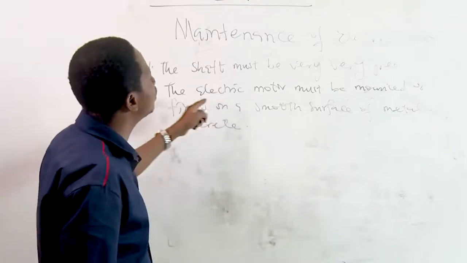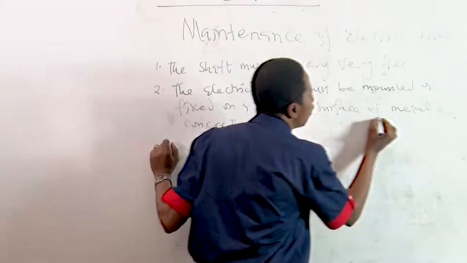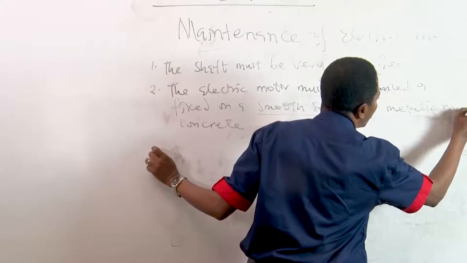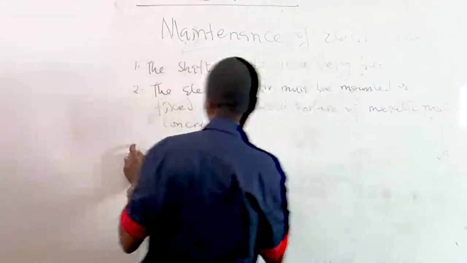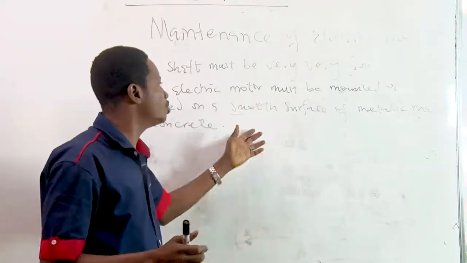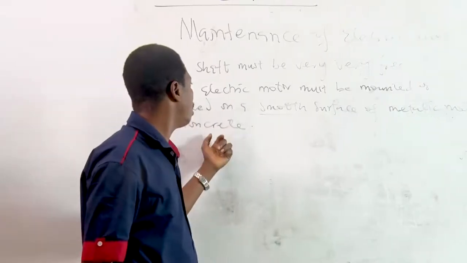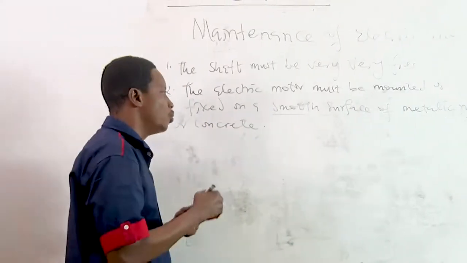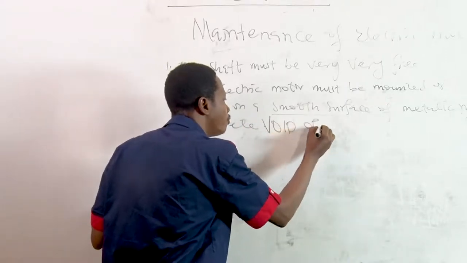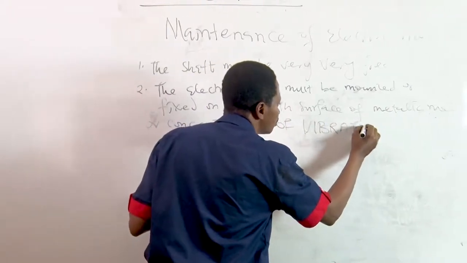Number two, the electric motor must be mounted or fixed on a smooth surface of metallic material or concrete. So you can either use an iron base to mount it or concrete. But note, void of vibration.